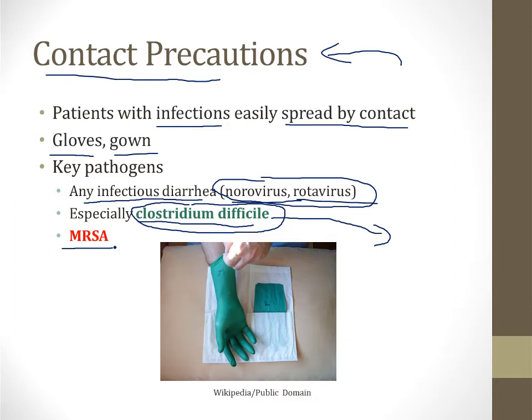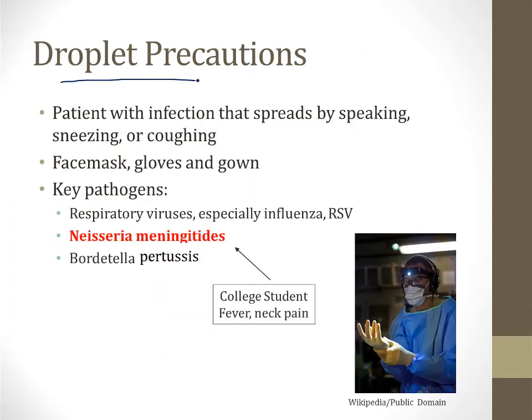Droplet precautions are for patients who have an infection that spreads by speaking, sneezing, or coughing, usually by respiratory droplets. For patients placed on droplet precautions, you have to wear a face mask in addition to gowns and gloves anytime you enter their rooms. The key pathogen where you'll most likely encounter this is anyone hospitalized with meningitis. Neisseria meningitidis, even though it infects the central nervous system, is spread by respiratory droplets.